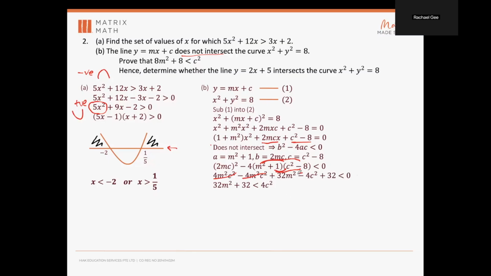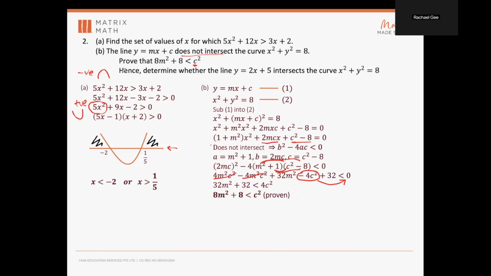So you'll bring your 4c squared over to this side, so that you have 32m squared plus 32 is less than 4c squared. Since over here is a single c squared and all are multiples of 4, you can divide by 4. Once you divide by 4, you get 8m squared plus 8 is less than c squared.